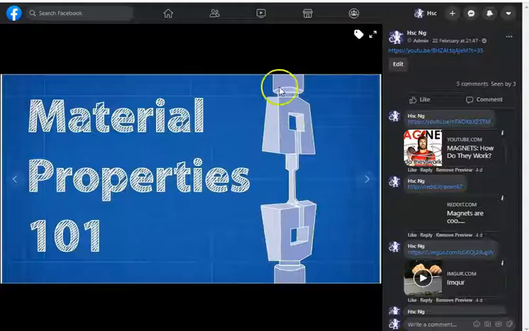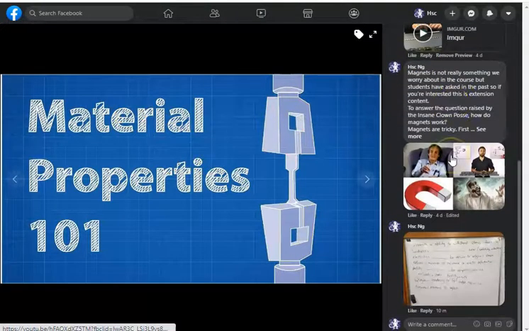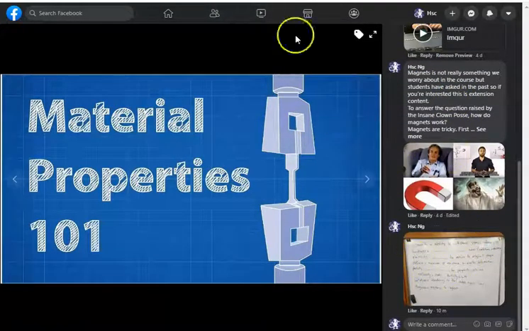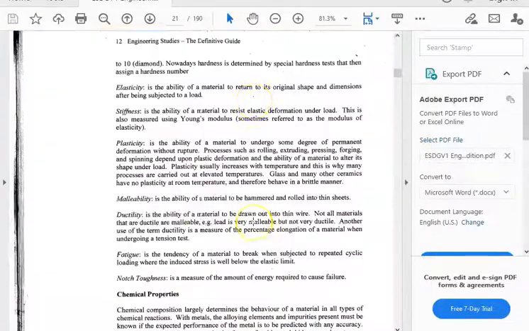So for properties of materials, I have material properties. Real Engineering does a pretty good video. I talk about some things like magnetism. We're going to go through this in today's video. So states of matter are next.